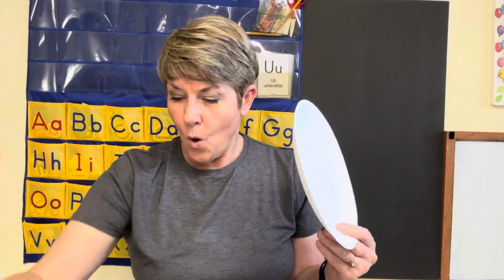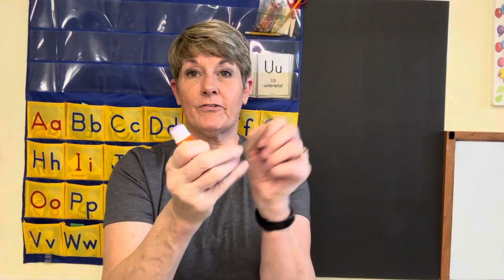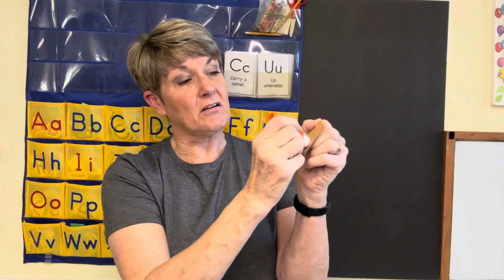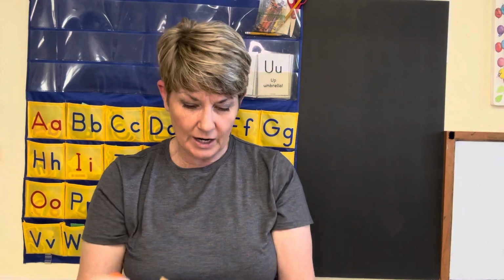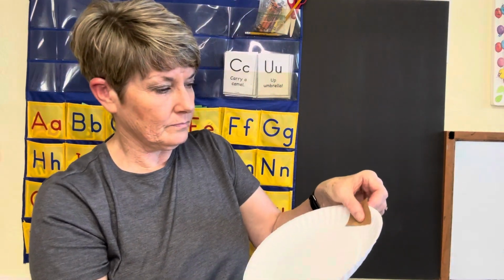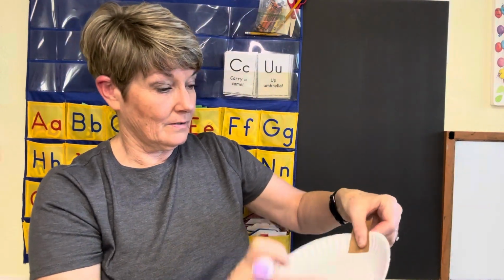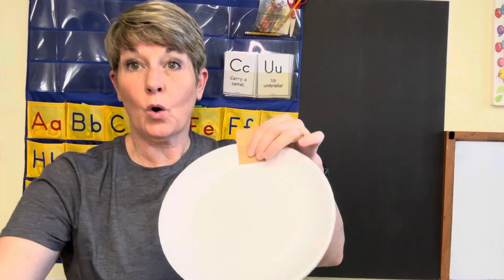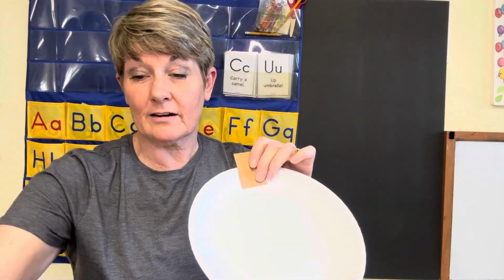Okay, I hope you're done cutting out because we're going to start doing some gluing. What we need to do is take our glue stick and take a piece of any color. Doesn't matter which color. And we're going to stick it on our plate, or on our circle. If you have a circle, you can stick it on a circle.